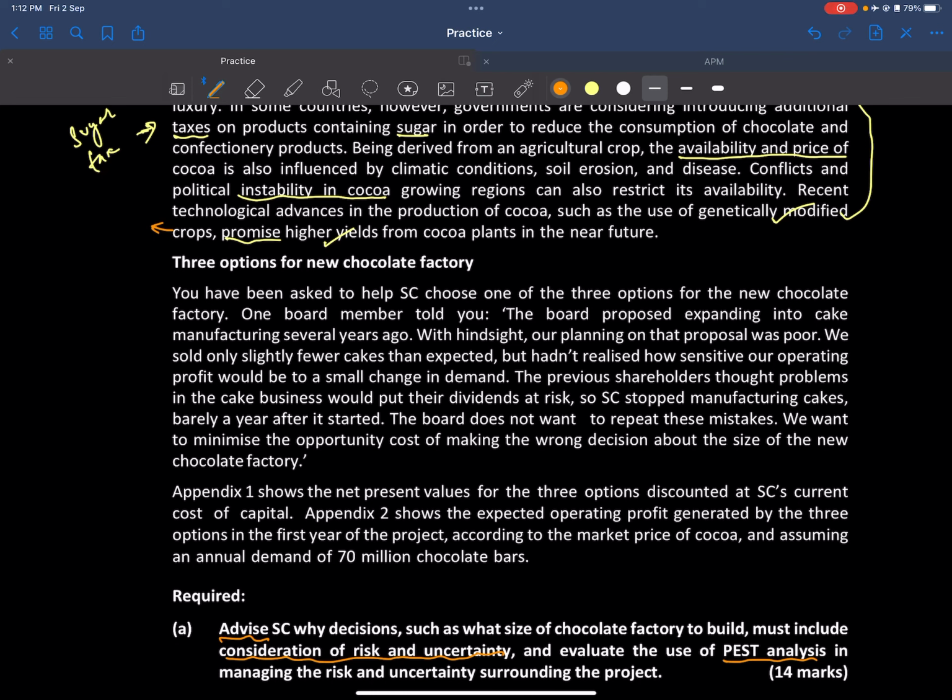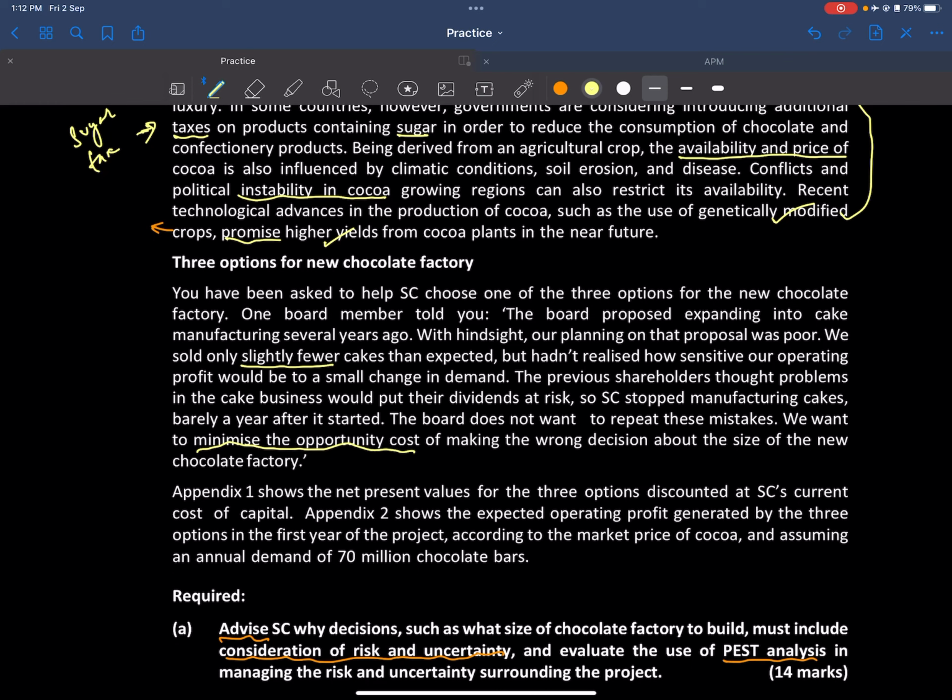The previous shareholders thought problems in the cake business would put their dividends at risk, and so stopped manufacturing. Okay, slightly fewer. So SC stopped manufacturing cakes. The board does not want to repeat these mistakes, so we want to minimize the opportunity cost of making the wrong decision.